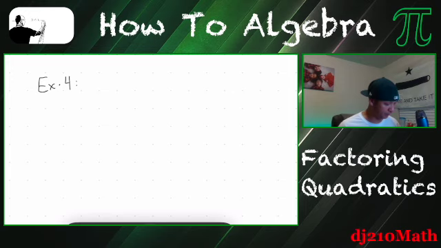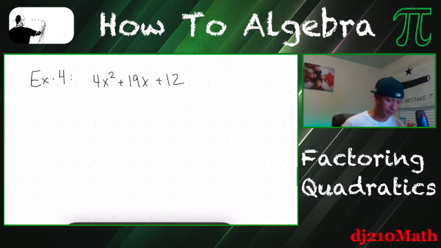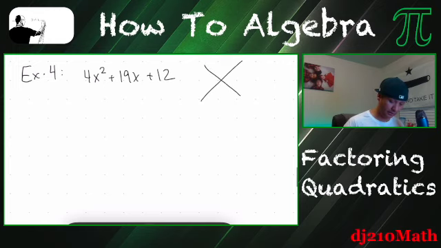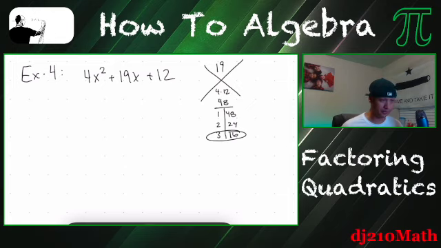All right, another example of slide and divide. Okay, here we have 4x squared plus 19x plus 12. So again, A times C. So 4 times 12, 24, 36, 48. So numbers that multiply to make 48, again, both positive, that add up to 19. So 1 and 48, 2 and 24. Does 3 work? 3 and 16. All right, that's it. That's the one.